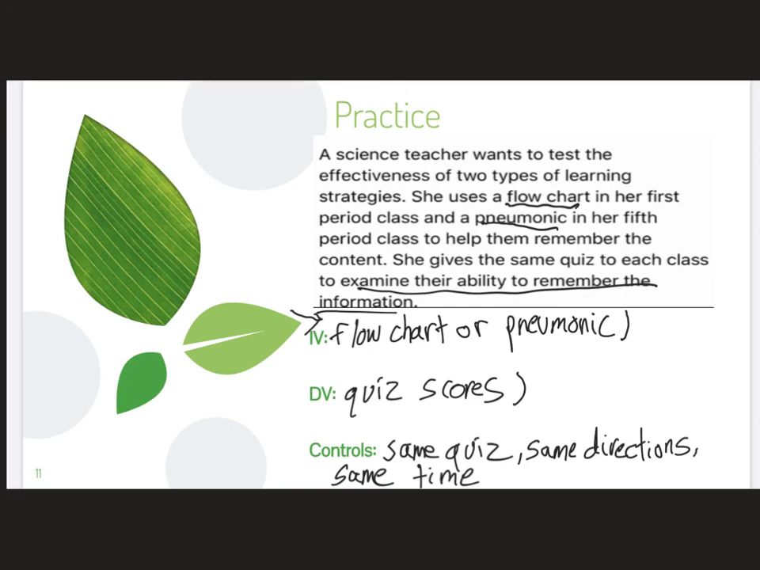And again, there's other things you could put in here. If I were to critique this experiment, I might note, well, maybe her first period class is earlier in the day than her fifth period class, and that might have an effect on the results. Or maybe her first period class has a different student makeup than the fifth period class. So I would say this isn't a perfect experiment, but still there are things she can do to ensure more control over it.